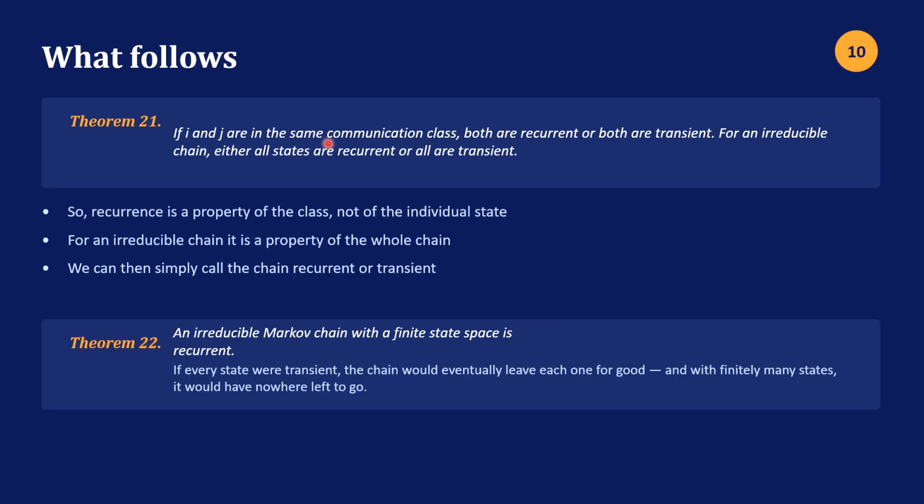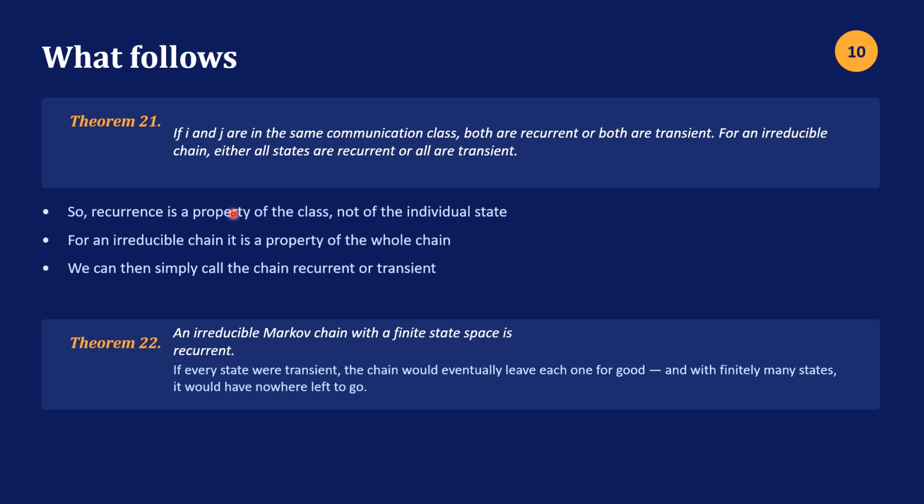So from theorem 20, the theorem on the previous slide, if I and J are in the same communication class, both are recurrent or both are transient. For an irreducible chain, either all states are recurrent or all are transient. So this is the whole value of breaking your Markov chain into irreducible states, because you just need to determine the classification of one of the states, and that'll tell you what all the other ones are.